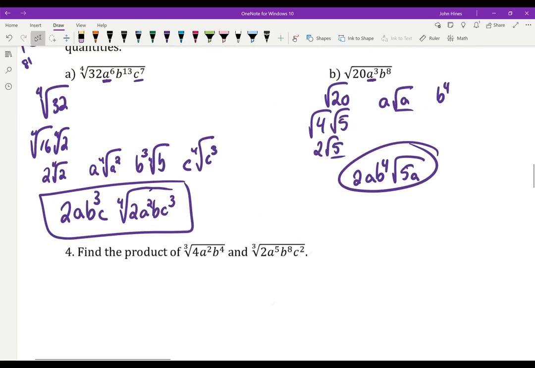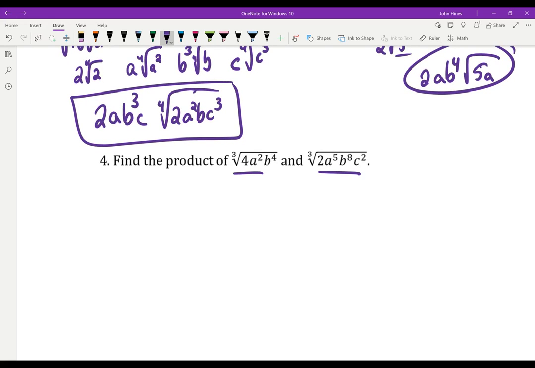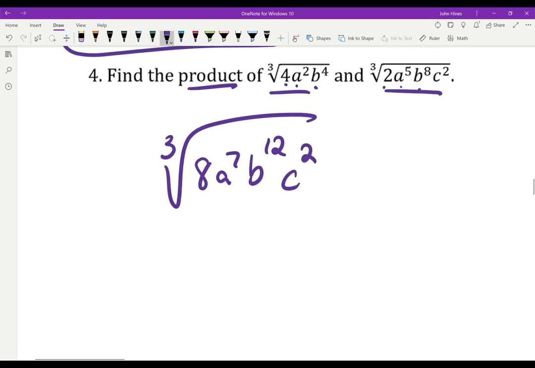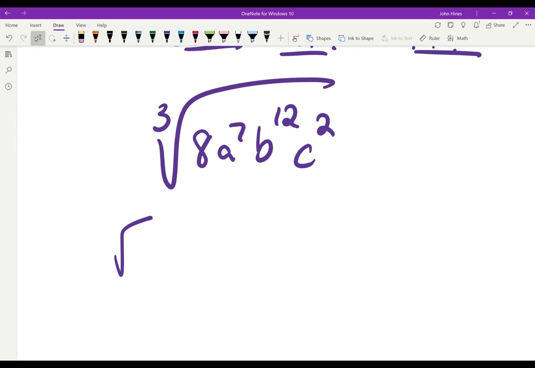All right, finally. Find the product of these two. Well, they're both cube roots, so let's just smush them together. 4 times 2 is 8. A to the 7th. B to the 12th. C squared. So for a product, we just smush the square roots, the cube roots, or whatever root together and multiply them. Now I've got the cube root of 8. Well, 8's a perfect cube, so that's just 2.